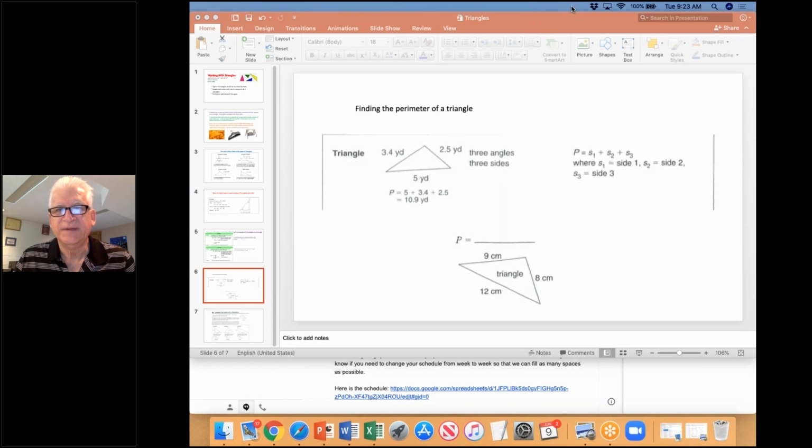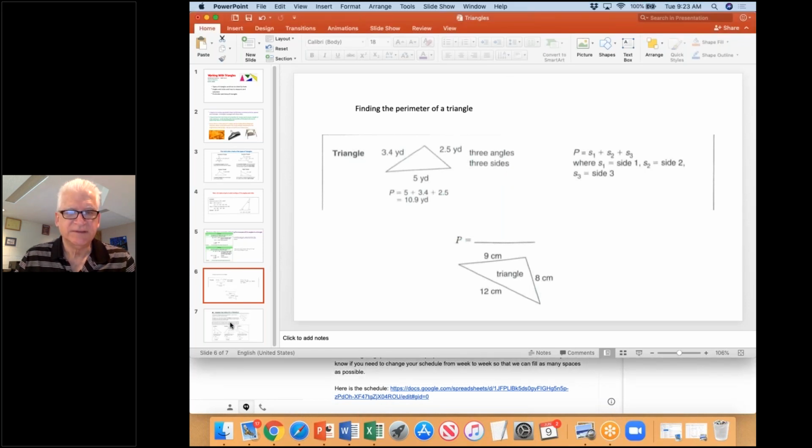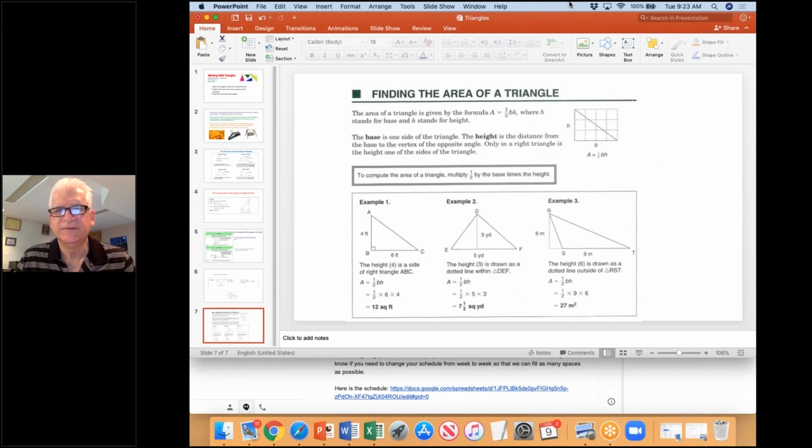Okay, let's go back to my pointer and move on to the next slide here. And oops, let's erase drawings. And now we want to talk about finding the area of a triangle.